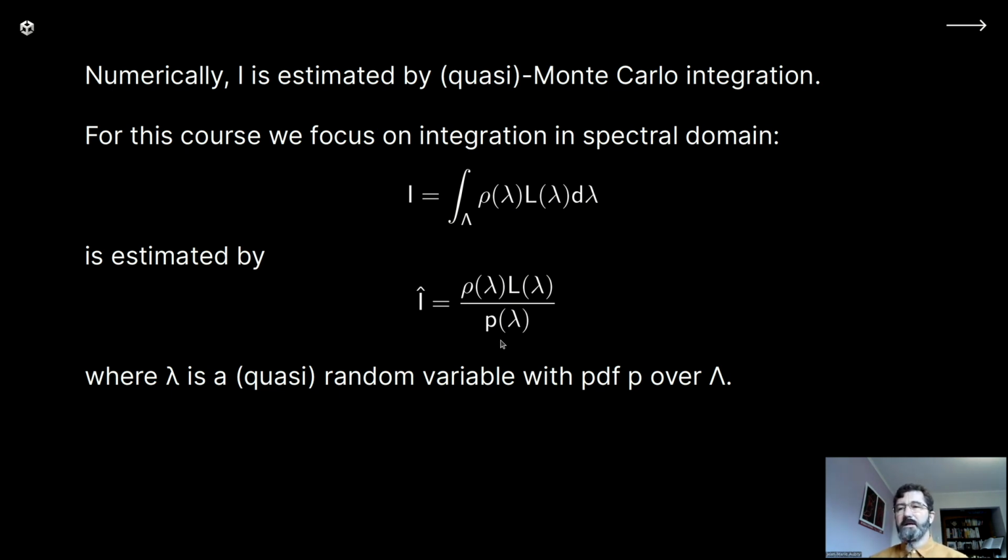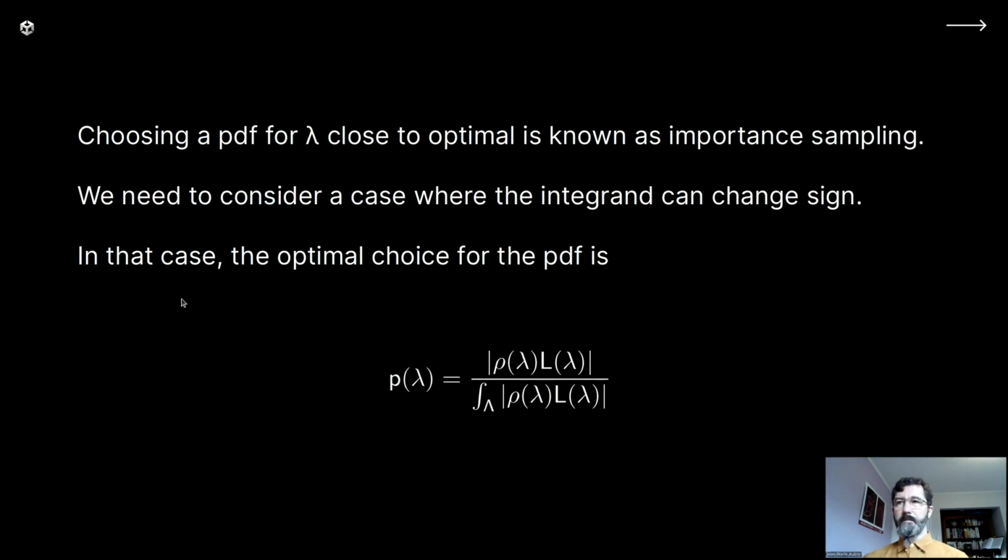The only hard constraint on it is that it should vanish, so be equal to 0 only where this product is equal to 0. And that's the only condition, so that this estimator is an unbiased estimator of the integral I. So choosing a PDF for lambda that gives you a good estimation of your integral is known as importance sampling.